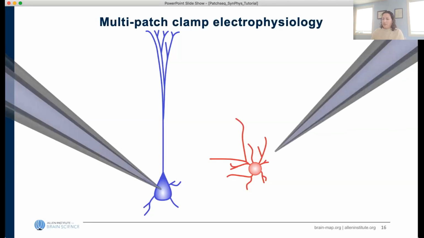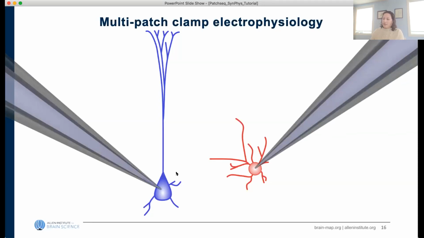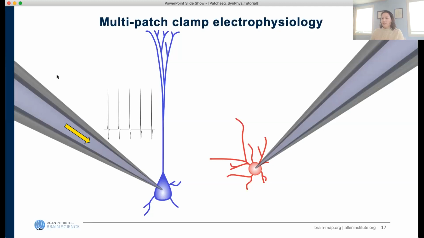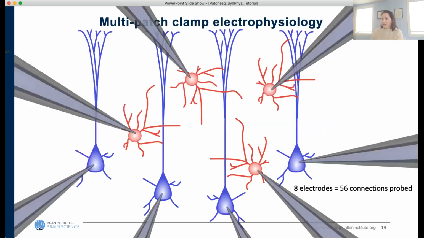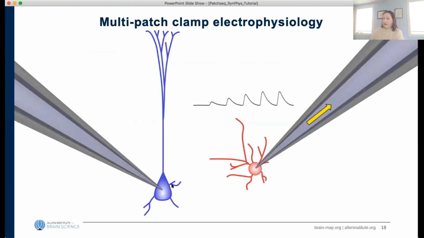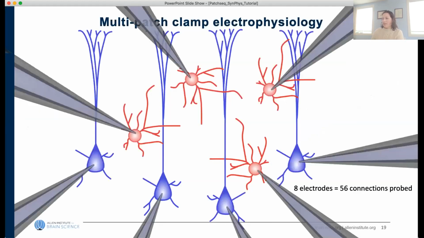To do that, we similarly use patch clamp electrophysiology, and we can record from multiple cells at once, hence the name multi-patch clamp electrophysiology. We can inject current into one cell and cause it to spike and record other cells at the same time and look for evidence of postsynaptic responses that would indicate a connection between these two cells. When recording from two cells, we can explore the two connections that exist between them. But we wanted to scale this up and see multiple connections at once. So we will record from up to 8 cells at a time, which allows us to probe the possible 56 connections that exist among this group of 8 cells.